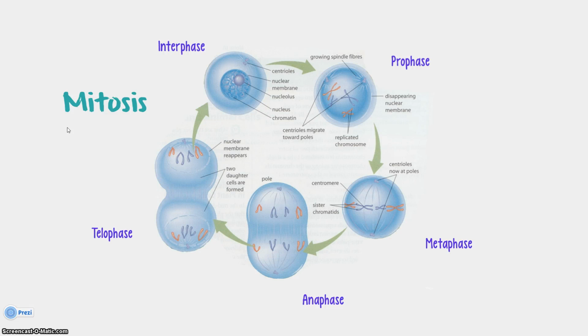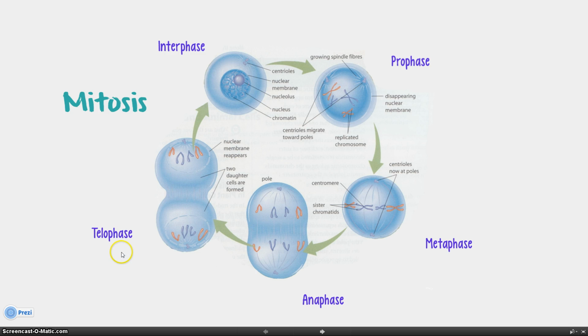Alright, so today we are going to discuss the phases of mitosis. There are four main phases in mitosis: prophase, metaphase, anaphase, and telophase.